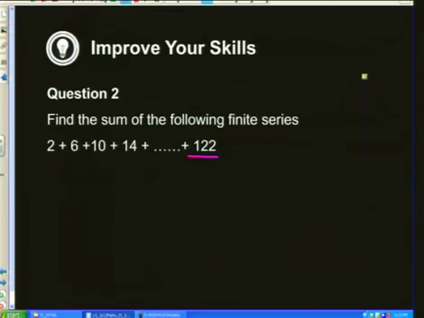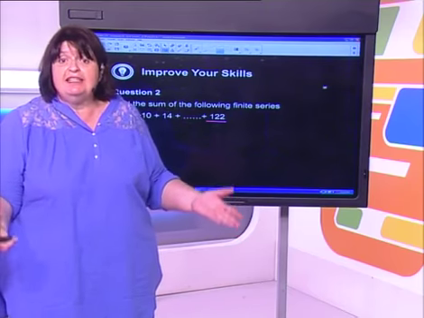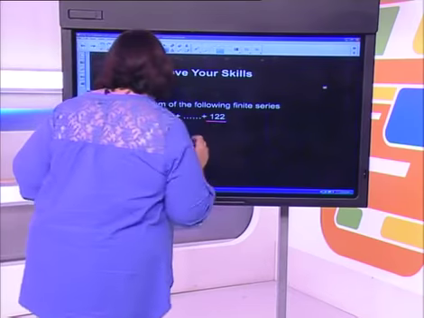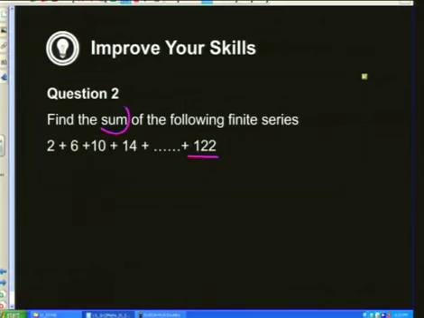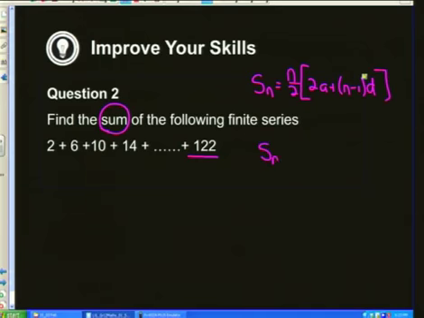Do they say to me what kind of series it is? No, they don't. They just say it's a finite series, find its sum. So immediately, remember, read and circle or highlight what's important. They're asking for the sum. So that means we're either working with this formula, or we are working with this formula. And remember what I told you about this formula? There are two possible ways we can write it. So I'm just going to write one down for now.